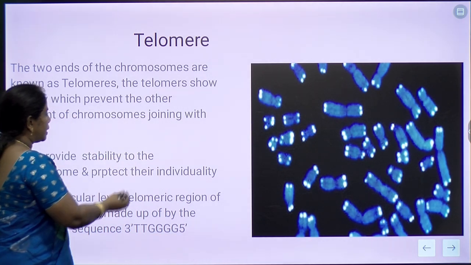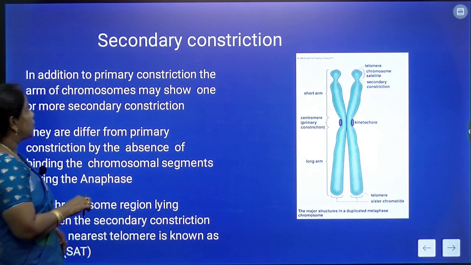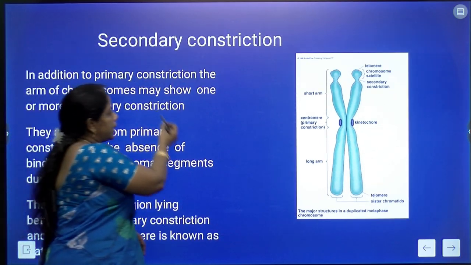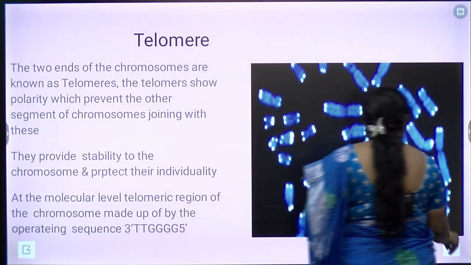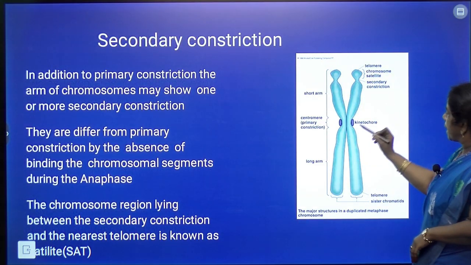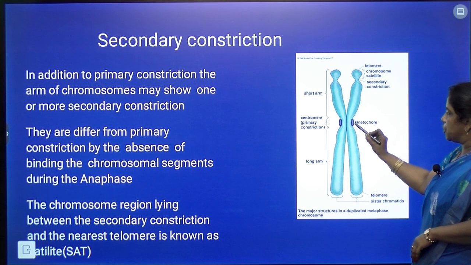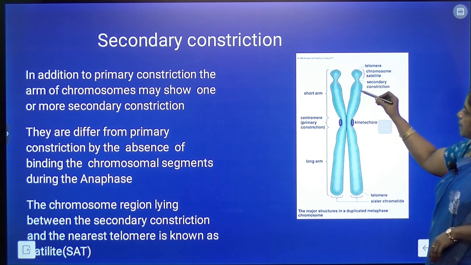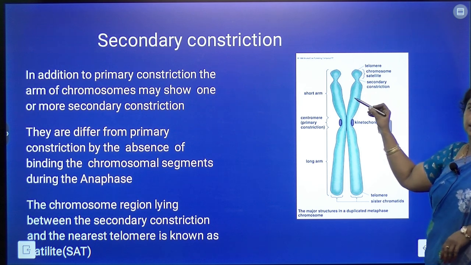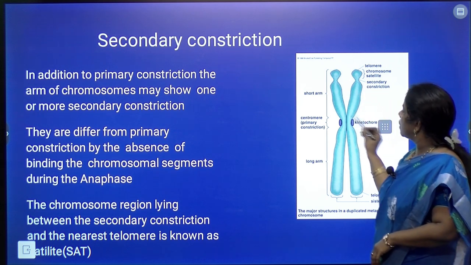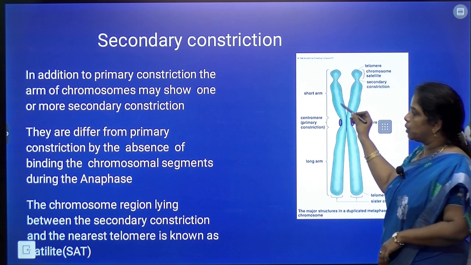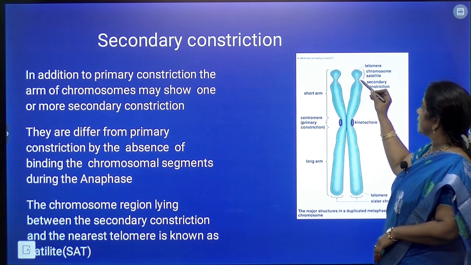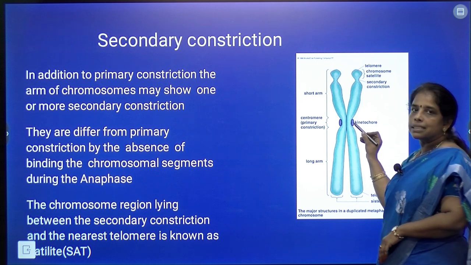Now, another important part of the chromosome is the secondary constriction. In addition to the primary constriction, which is called the kinetochore or centromere, another type of constriction, the secondary constriction, is also seen in the chromosomes. These are the satellite chromosomes. So, this is the secondary constriction and this is the primary constriction.